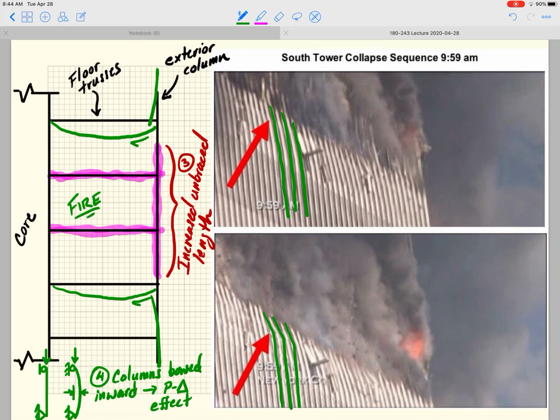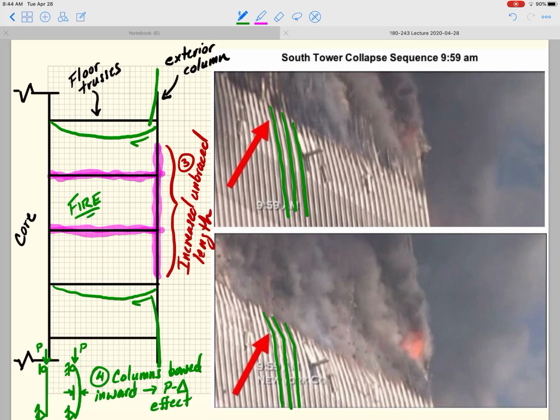Right, so because my column is bowed like that, that delta times the P, which is the vertical force here, creates a moment, right? And that moment is going to act to increase the delta, right? This is basically how buckling occurs, right? Something begins to cause an out-of-straightness, right?